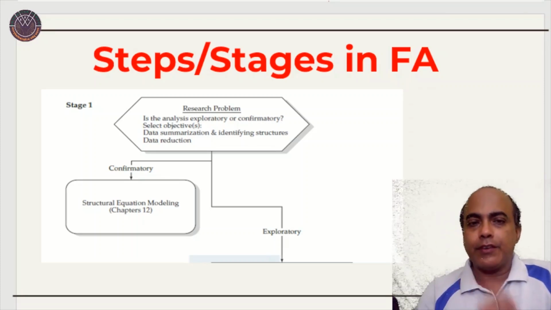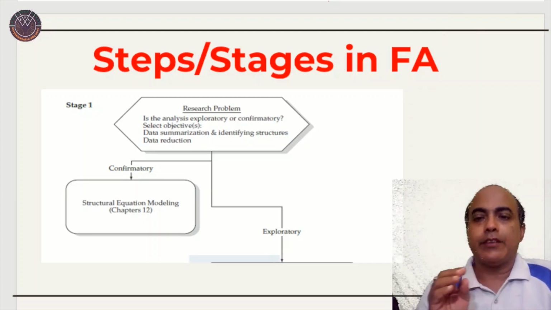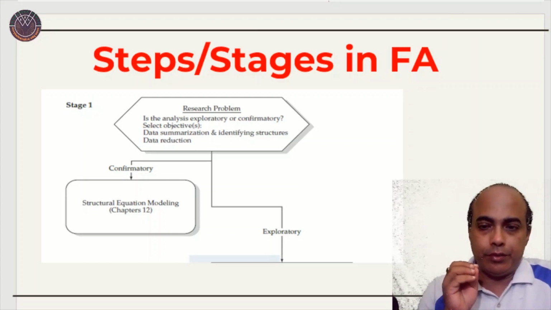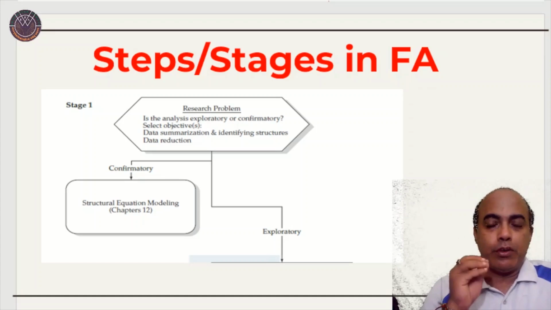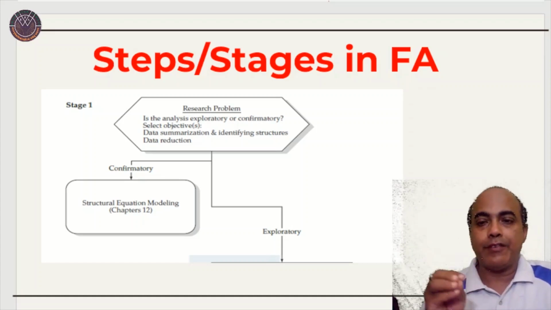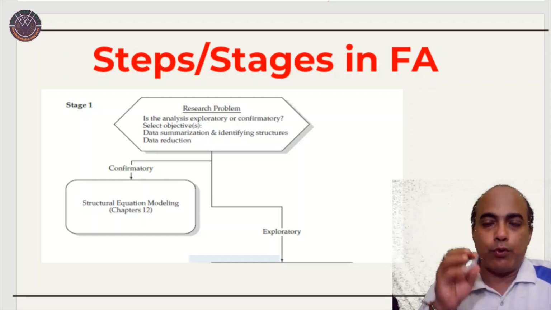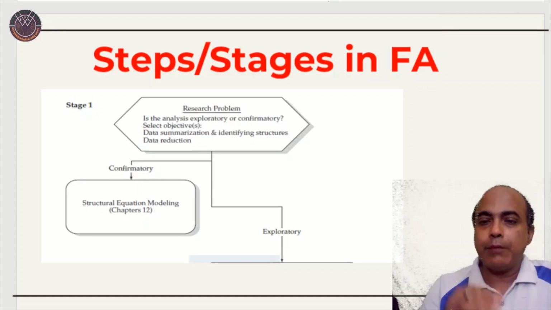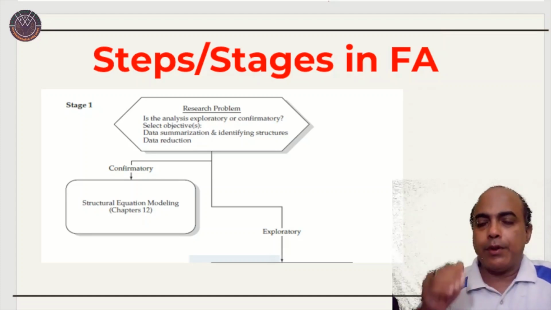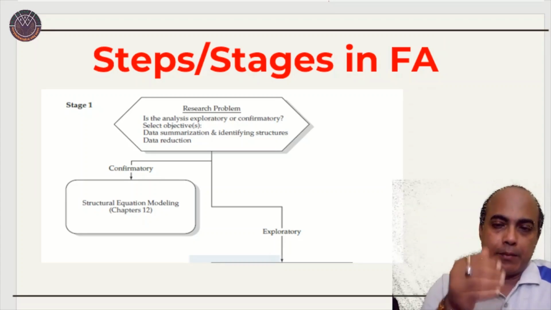The first stage is that we first see our research problem. If our research problem demands exploratory factor analysis or confirmatory factor analysis, we have to decide our objective: whether to go for EFA or CFA. We also decide whether to go for data summarization or data reduction. Sometimes we are going to write up about a particular outcome on variables, which means we are going for data summarization.